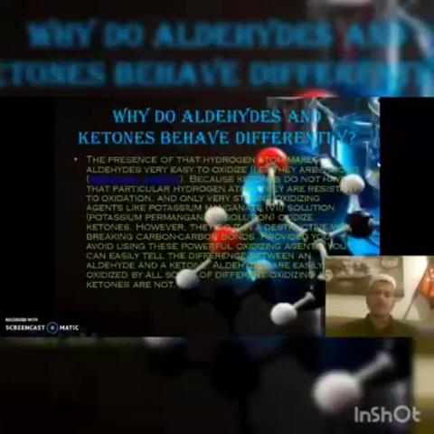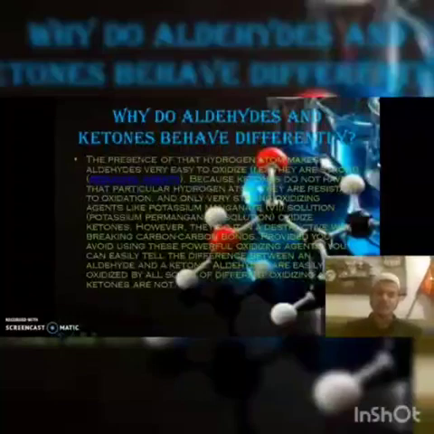So our next subheading is why do aldehydes and ketones behave differently? This is a subheading which is very important to know in the difference between aldehydes and ketones. So let's start. In aldehydes, on one side of the carbonyl there is a hydrogen, whereas on the other there is an alkyl group. Whereas in ketones there is no hydrogen, on both sides there are alkyl groups. That makes a difference. The presence of that hydrogen atom makes aldehydes very easy to oxidize. That is, they are strong reducing agents.